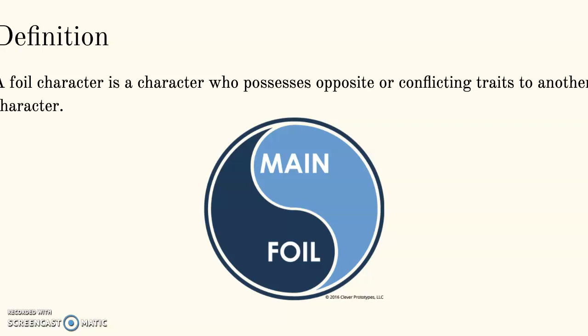So let's just talk about what foil characters are and start with the definition. So a foil character is a character that possesses opposite or conflicting traits of another character. So you can see here like the yin and the yang symbol, and I think that that's really helpful in envisioning foil characters. They sort of work together to show different things about each other.